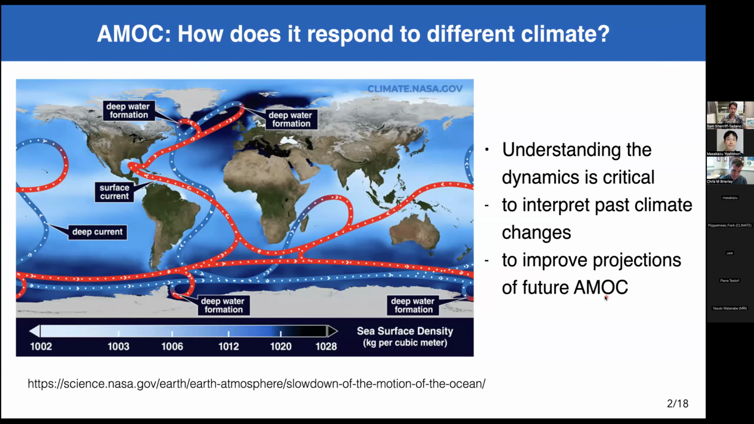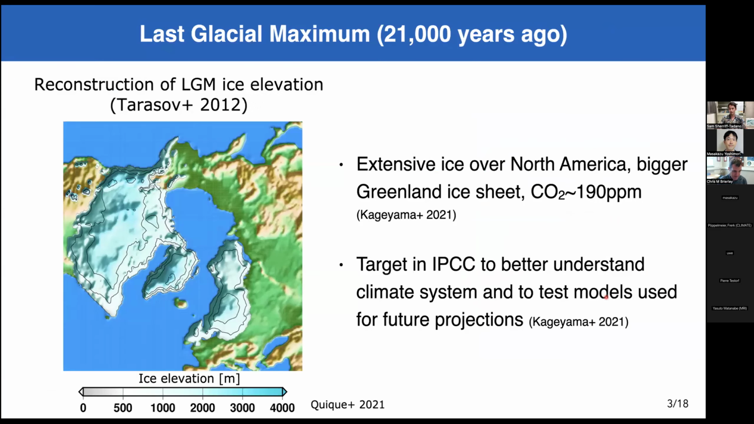One is to increase the number of observations of the modern AMOC. But thinking about the long time scale of oceanic circulation like the AMOC, it's always good to go back to the past to see how the AMOC was, to learn how the AMOC responded to climate change. In this regard, the Last Glacial Maximum is a nice candidate.